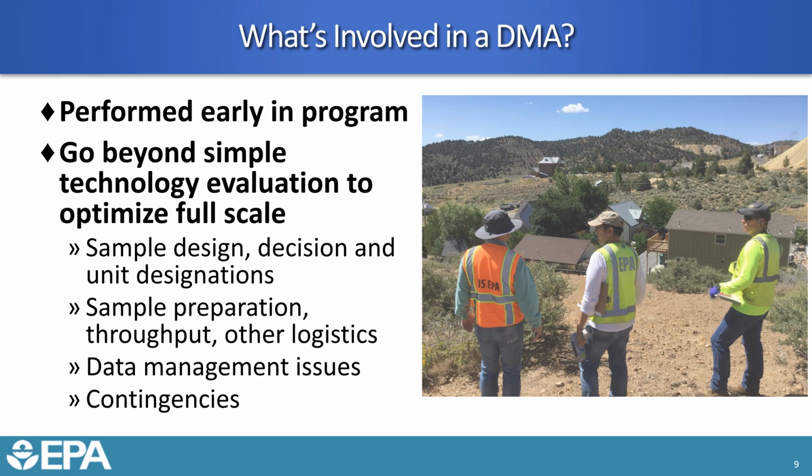And it goes beyond a simple technology evaluation to optimize the full scale of that particular technology or design itself. So that might be looking at the sample design, decisions, and unit designations that are out there. You can look at different types of logistics, including sample preparation and throughput. You can also look at the data management issues and contingencies that are associated with your quality assurance plan.